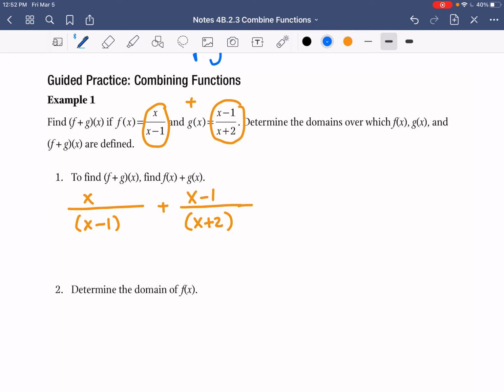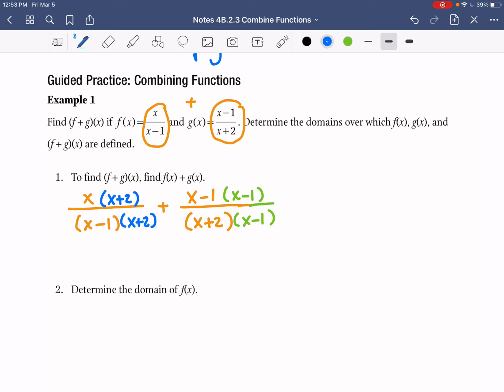Okay, so if we think back to first semester, in order to add fractions, you have to have common denominators. So right now our denominators are not the same. Since they are binomials, those pieces go together. You can't break them apart. So you just take the second denominator and multiply it on the first fraction. And then you take the first denominator and you multiply it on the second fraction.